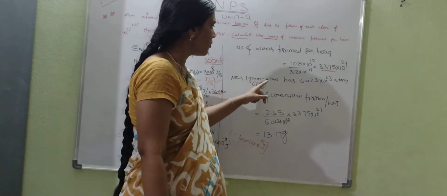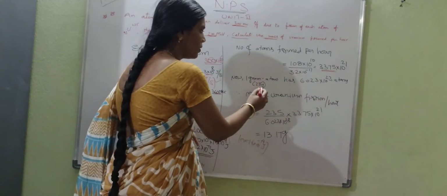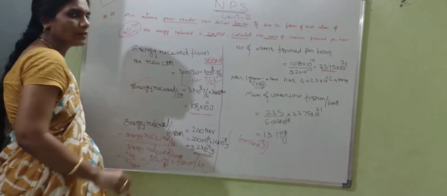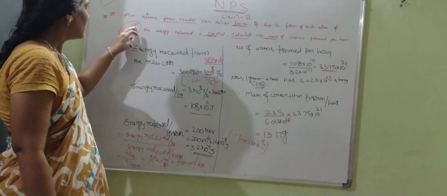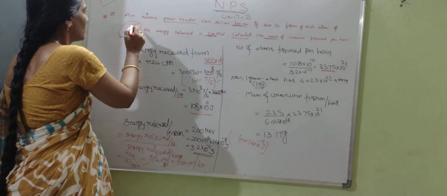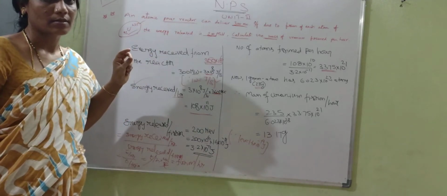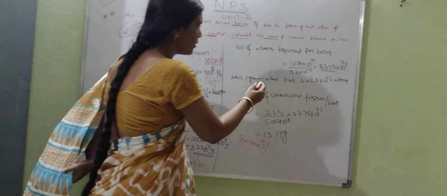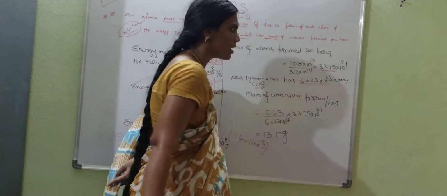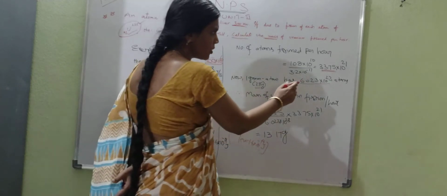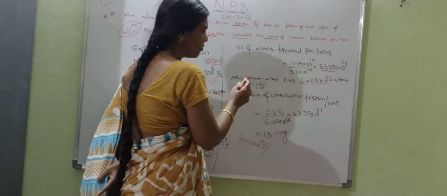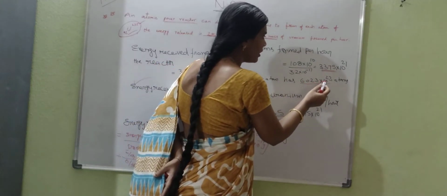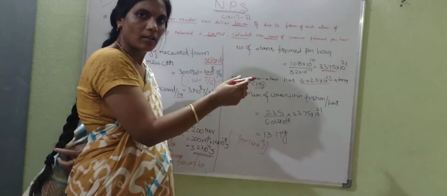So now 1 gram of uranium, that is 235. We know the mass of uranium 235. Why? Because it has been given: this is your atomic number, this is your mass number. Okay, so 235 grams has how many atoms? This is also called the Avogadro number, 6.023 into 10 power 23 atoms. 1 gram atom contains how many atoms? 6.023 into 10 power 23 atoms in uranium.